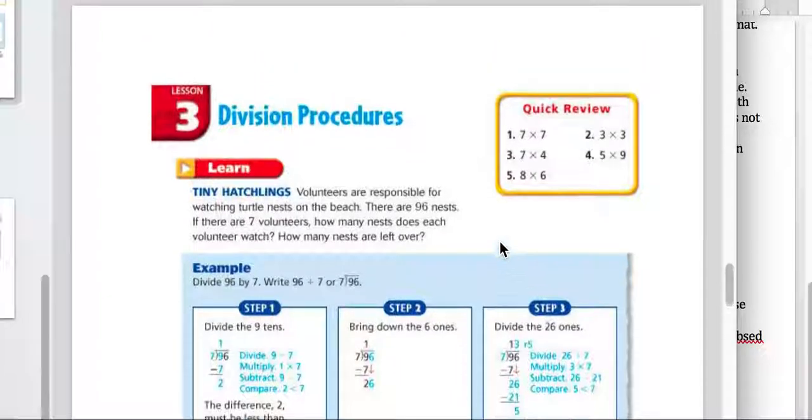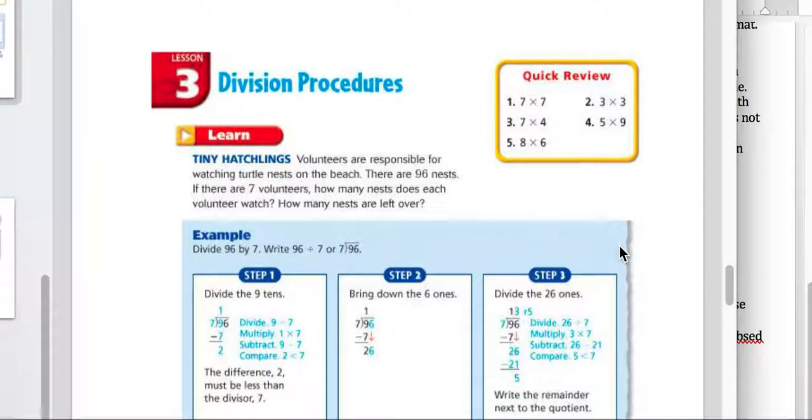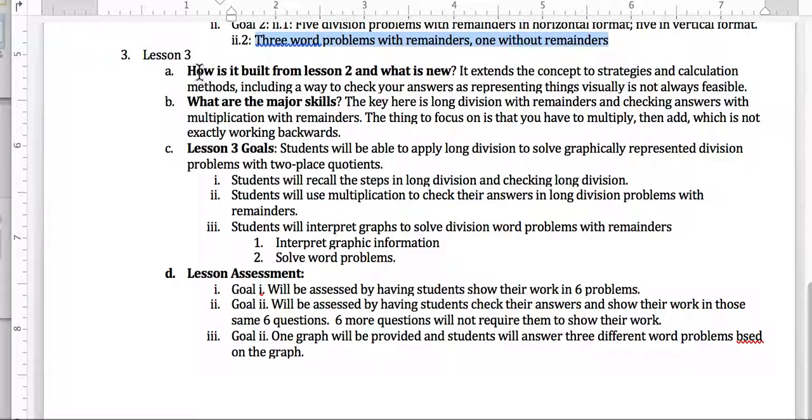So when I look at this, right, the new thing here, it builds off of the last 2 units, or the last 2 lessons. First, it's basic with counters, lots of scaffolding. Second, base 10 blocks, working with those double-digit quotients. Now it's just, hey, without a visual thing, these are the mechanics of how you go through it. If I look at this then, right, lesson 3, how it's built, describe it here. It extends the concepts and strategies. What are the major skills? The key here is the long division process with remainders and how to check answers.